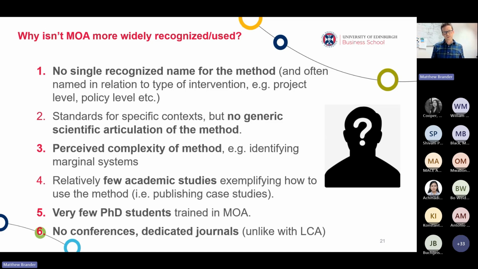Another one is the lack of a generic standard that articulates the method in a scientific way. We have lots of standardization for specific contexts like project level accounting or policy level accounting, and for specific carbon offset project types, but we don't have this sort of generic scientific articulation of the method, and that could be a barrier. There's also the perceived complexity of the method.